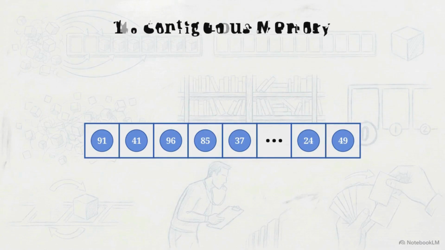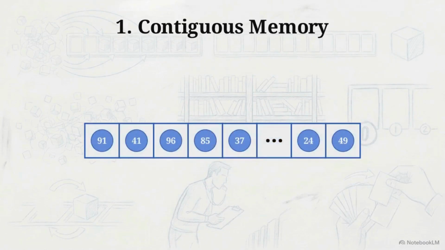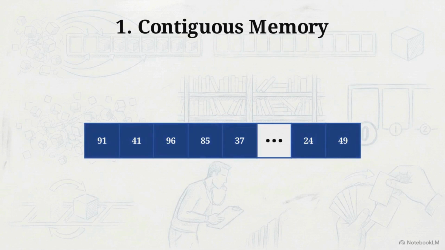The first rule is contiguous memory. This means the array takes up an unbroken block of space, and every single slot has to hold the exact same type of data. The items sit perfectly shoulder to shoulder, with no empty gaps in between.